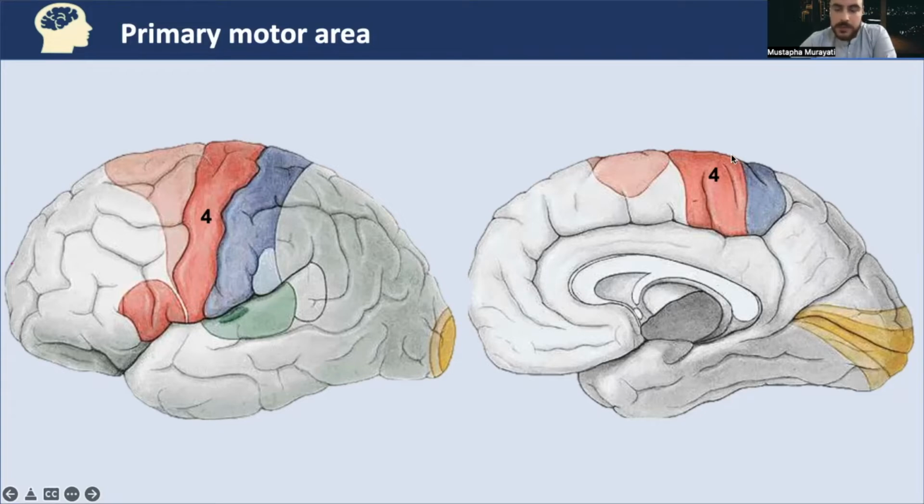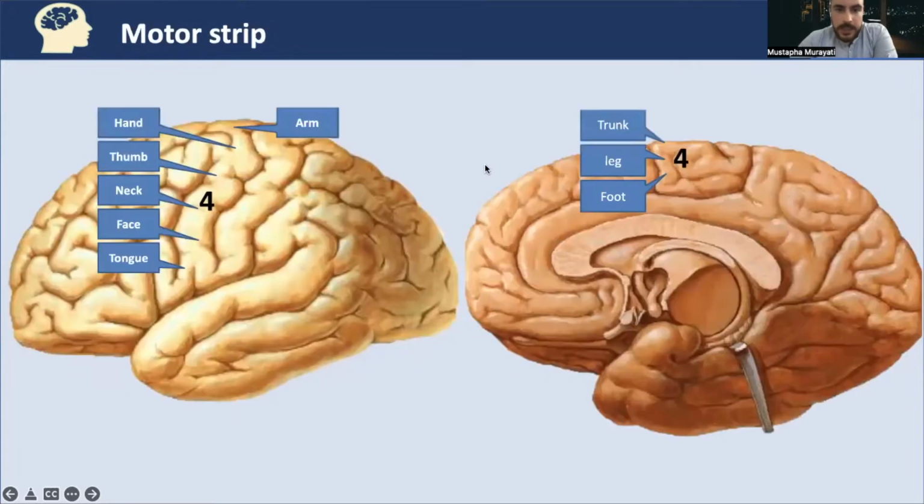In front of it is the precentral gyrus, which is our motor gyrus we are talking about now. And what's behind it, we will talk about later on. Okay, the precentral gyrus is also called the motor strip because it's the main motor cortex, and it has an inverted body representation, starting from the tongue, face, neck, thumb areas, then the hand, and then the arms and the superomedial surface. And then we have the trunk, the pelvis, the legs, and the foot on the medial surface.